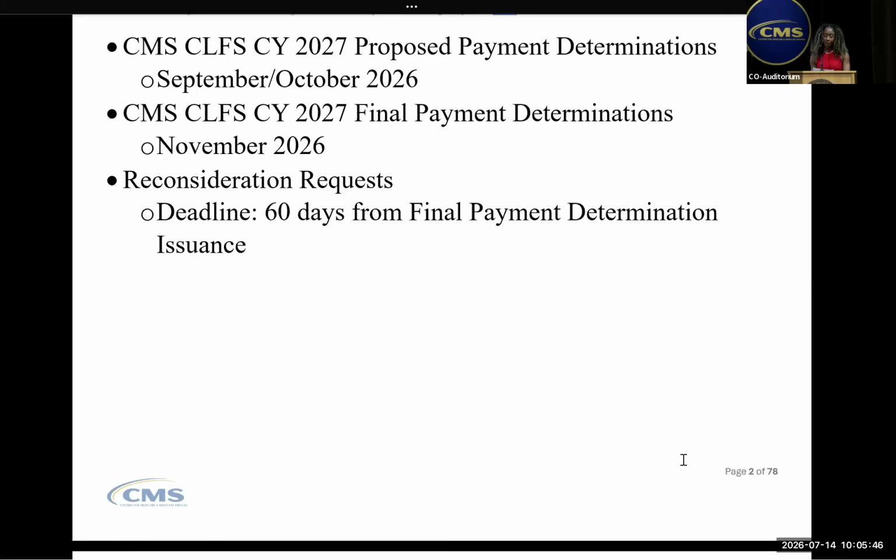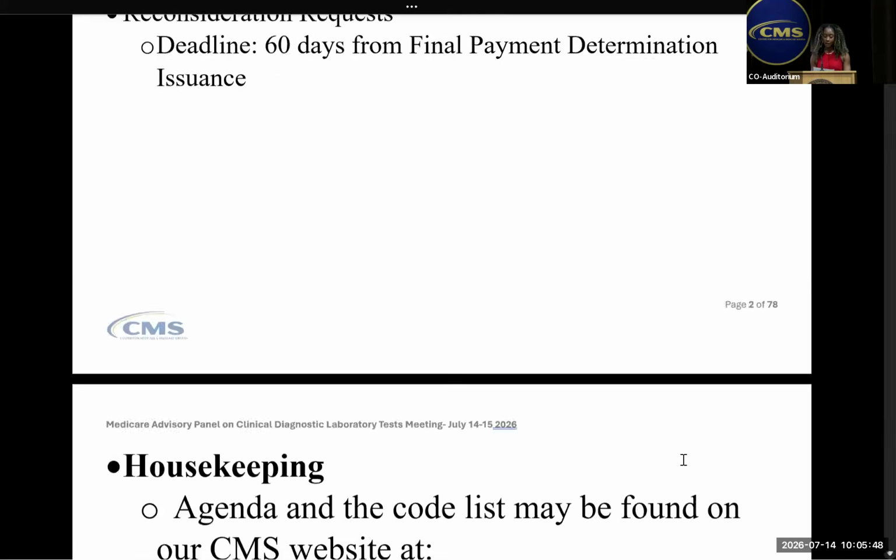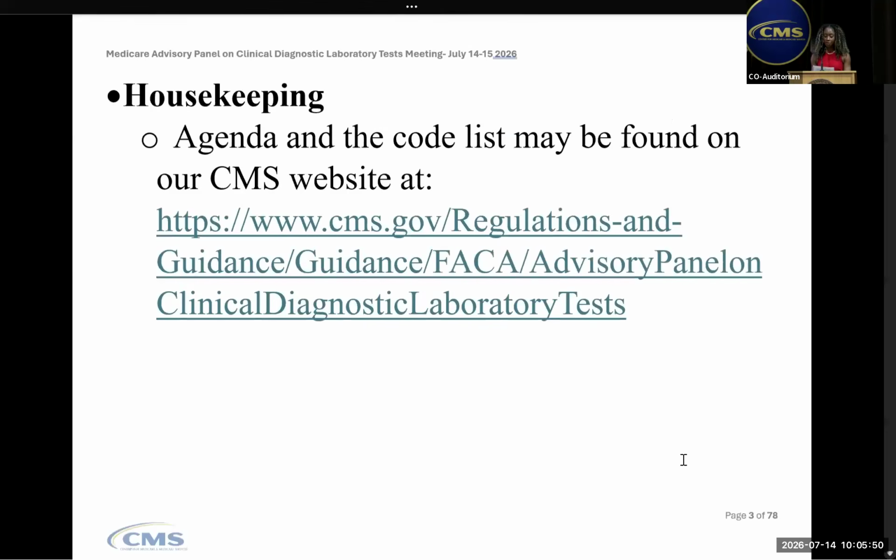Lastly, I'd like to share a few housekeeping items. Please note the following. As a reminder, the agenda and the code list may be found on the CMS website. Standby speakers, if you are not speaking, please remember to keep the line muted.